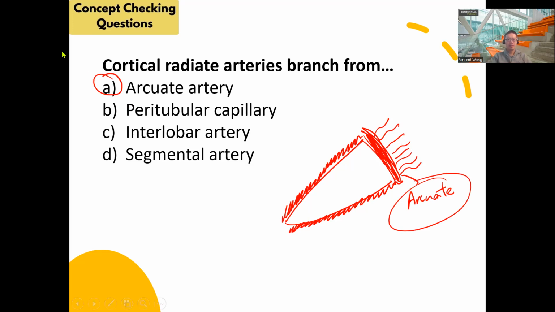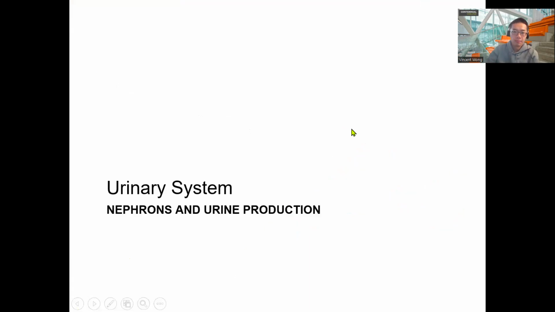Okay, we didn't learn about this one yet. And then this one is the interlobar, the one that is coming up from the side, right? And then if we go one step back, that would be the segmental. All right. Hopefully that makes sense.